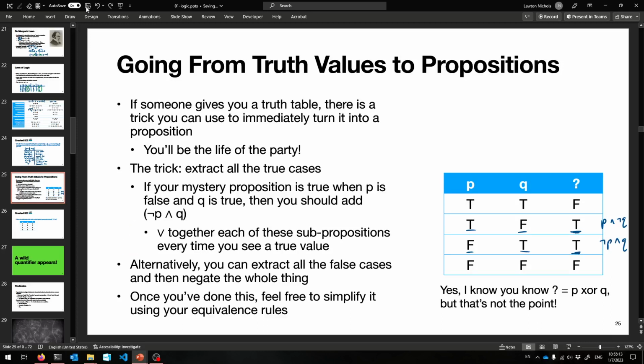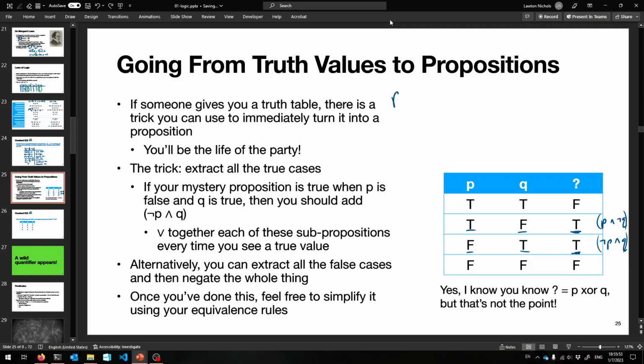Let me show that to you. The final answer is this whole thing, P and not Q, ORed with not P and Q. And that gives you this truth table. That gives you the formula. Yes, I know it's exclusive OR, but that's beside the point right now. You extract the true cases. You come up with a formula for this one true case. It was true because P is true and Q is false. That's how you represent that, P and not Q. And this one was true when P is false, not P, and Q is true. So not P and Q. OR them together, you've made the truth table.